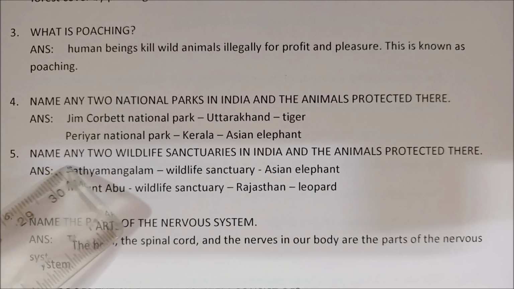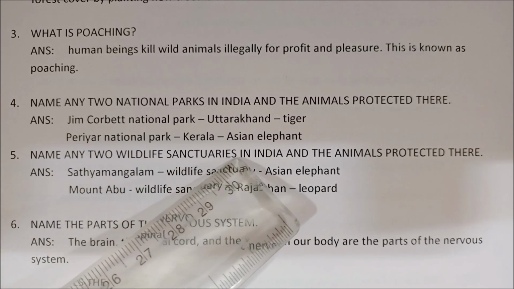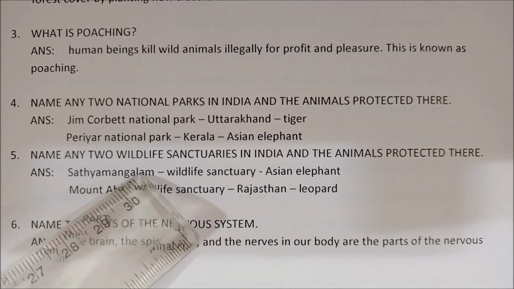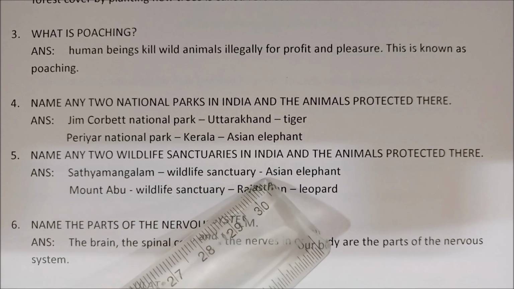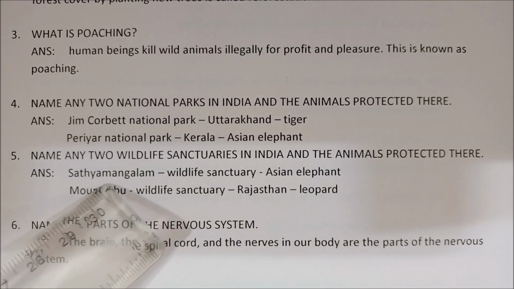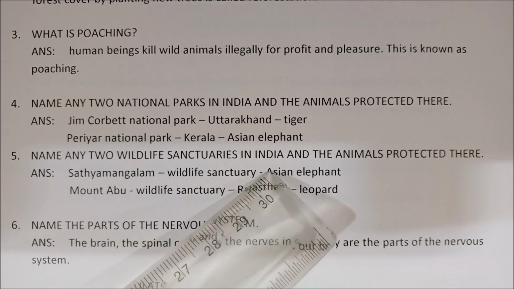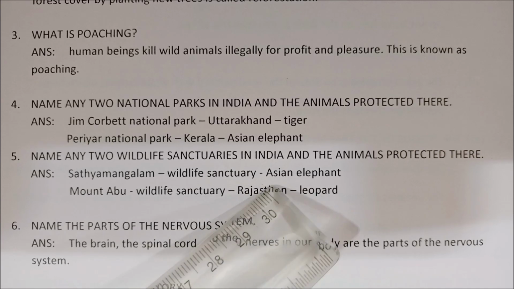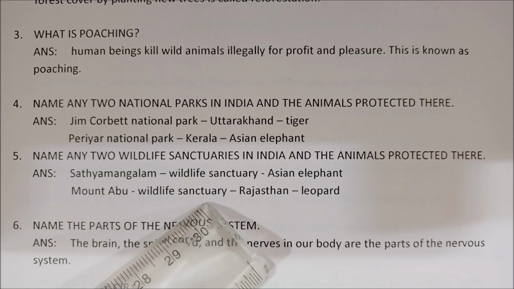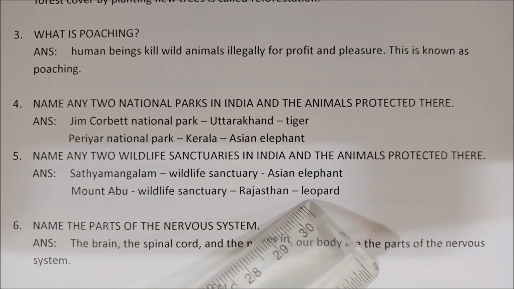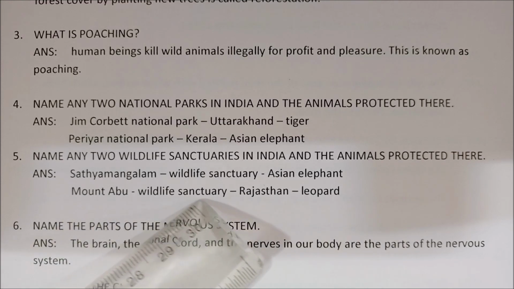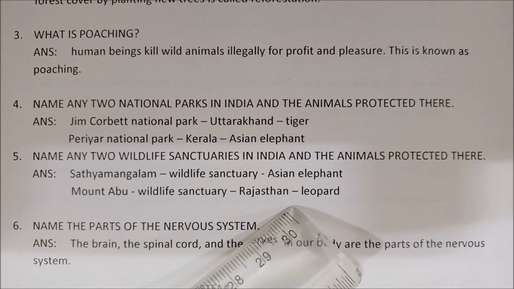The next question, name any two wildlife sanctuaries in India and the animals protected there. Answer, Satyamangalam Wildlife Sanctuary in Tamil Nadu, and the animal which is protected there is Asian elephant. Mount Abu Wildlife Sanctuary, which is located in Rajasthan, and the animal which is protected is leopard. So here Mount Abu, the wildlife sanctuary located in Rajasthan, the animal which is protected is leopard.